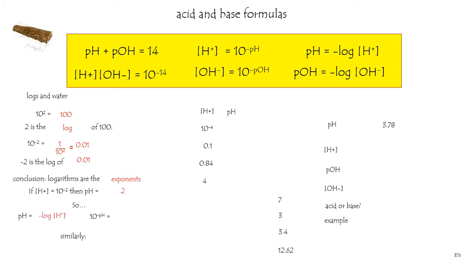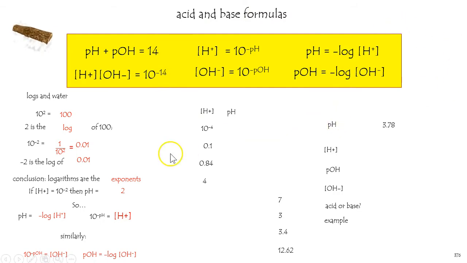So we can now say that the pH is the negative log of the hydrogen ion concentration. Similarly, 10 to the minus pH is the hydrogen ion concentration. Notice we're deriving these formulas. We can say the exact same thing, replacing H plus with OH minus. 10 to the minus POH is the hydroxide concentration, and the POH is the negative log of the hydroxide ion concentration. That's where these all come from.